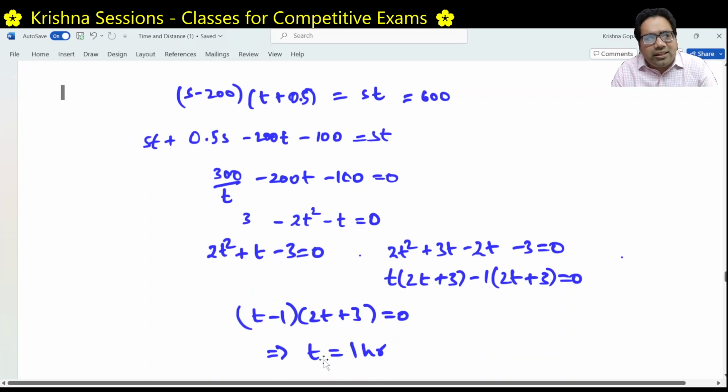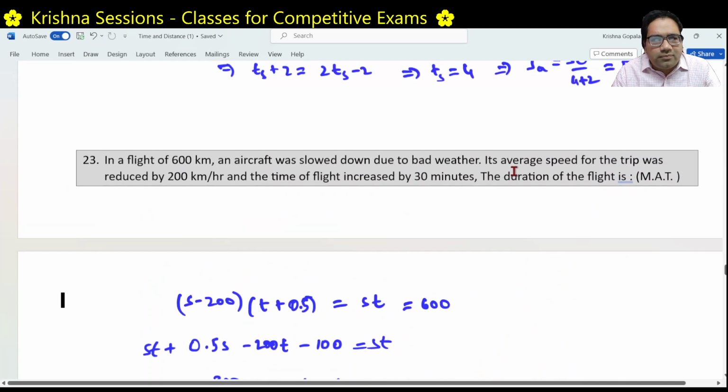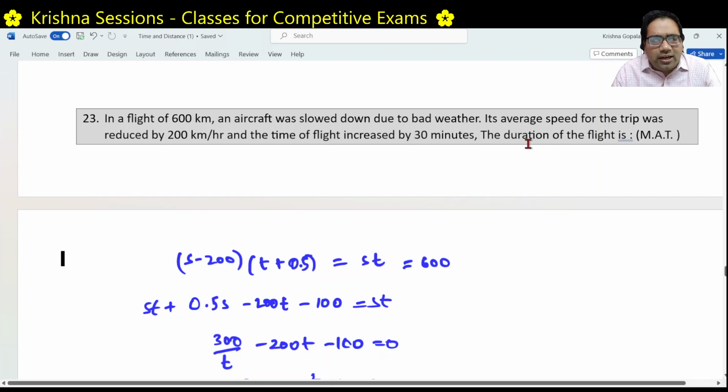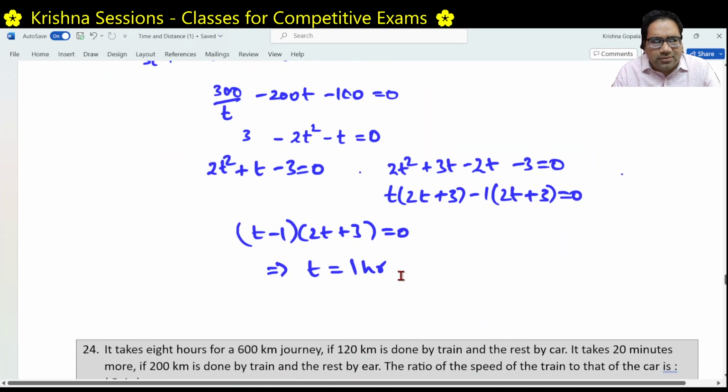So what does that mean? The ideal time it takes is 1 hour. If it is 1 hour, then what does it mean? Ideal speed is equal to 600 kilometers per hour, right? Ideal speed is 600 kilometers per hour, ideal time is 1 hour. Now what is it saying? The time duration is increased by 30 minutes, and in this case the time will be 1.5 hour, which is 90 minutes.